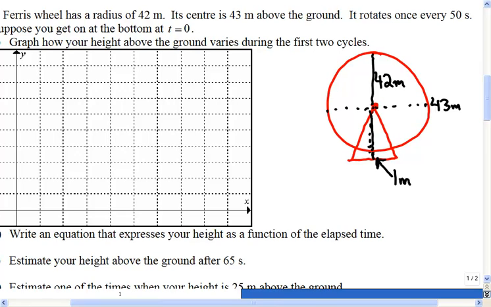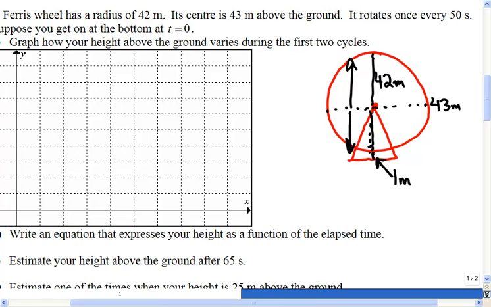Why do you think that might be an important feature? Yeah, that's going to turn out to be the center line of our graph because it bobs 42 meters up and 42 meters down. So what do you think 42 might represent? The amplitude. It's going to go from 42 up, 42 down, 42 up. It's going to keep bouncing above and below the 43 meter mark.